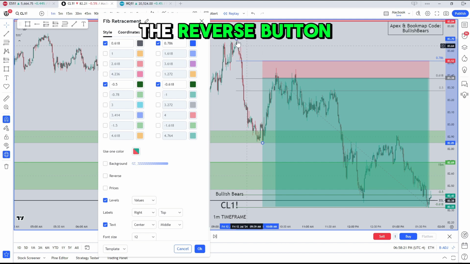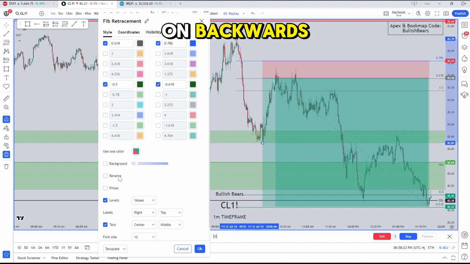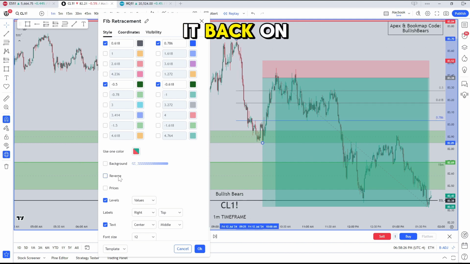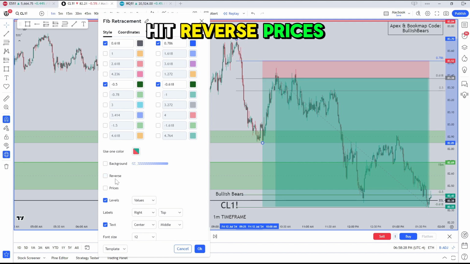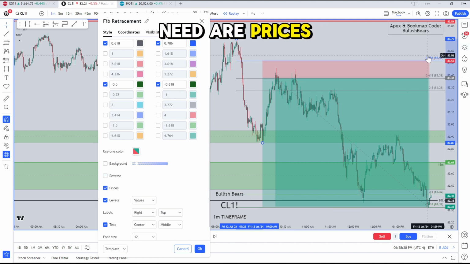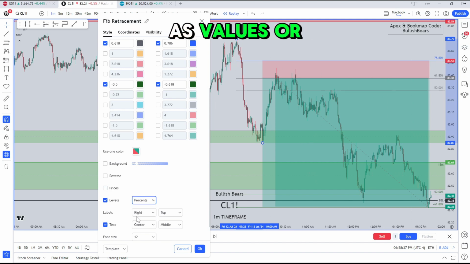The reverse button is for if you put the Fibonacci tool on backwards, instead of deleting it and putting it back on, you could simply hit reverse. Prices, we don't really need our prices on the screen. The lines and levels show us exactly where they are. And levels, you could have it as values or percent.